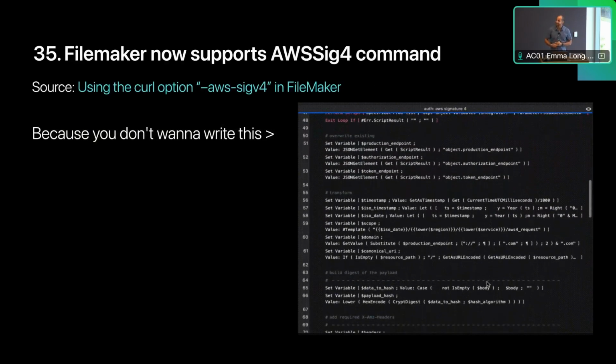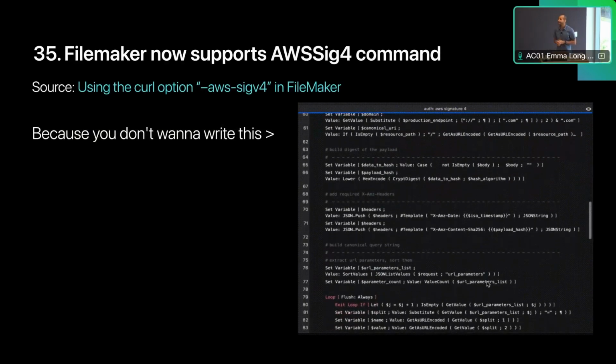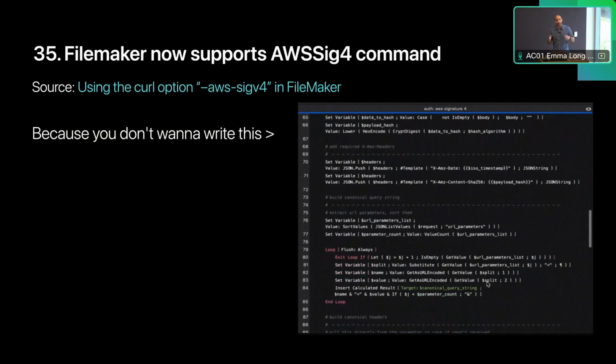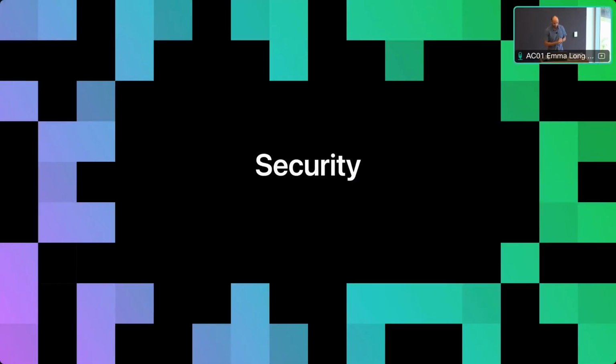AWS Signature 4. How much fun was that? Wasn't that great? Well, now we have the curl command to make that faster. If you're using AWS, which I'm sure many of you are, I definitely recommend you use it. It significantly speeds things up. Want to make sure you know about that. All right, let's talk about security.